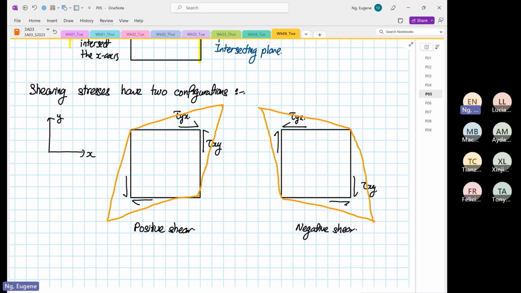Brittle material can withstand higher compressive stress, but cannot take tensile stress. Okay, there's no such thing in shear. Right.